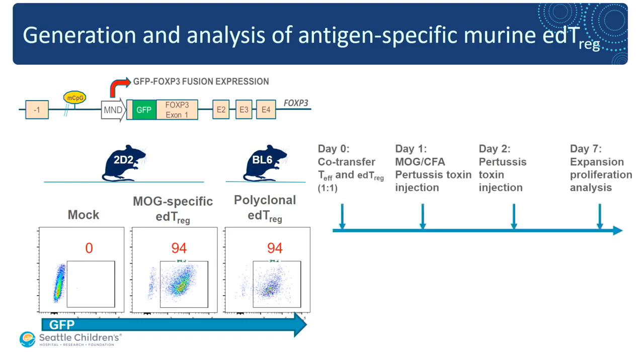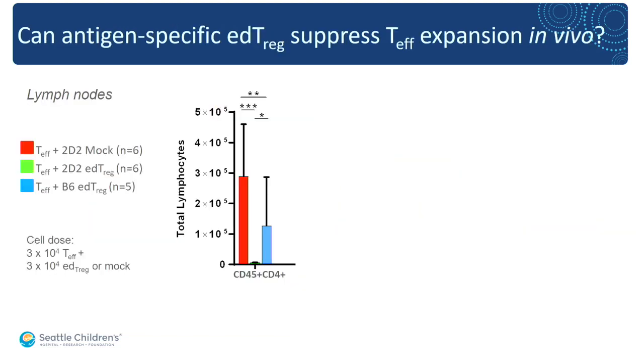So this is the experiment. We transfer the cells, we immunize, we use pertussis to permeabilize the blood-brain barrier, and then you look for proliferation in vivo. So here's basically the take-home message. If we use these edited antigen-specific cells, essentially no T cell priming is happening in the lymph node in these animals. So there's no expansion of the CD4s, the antigen-specific CD4s that we transferred.